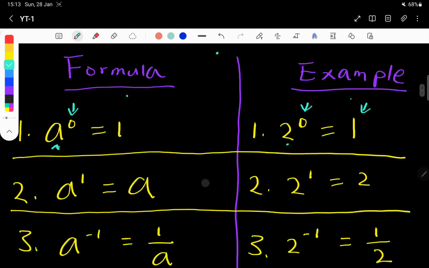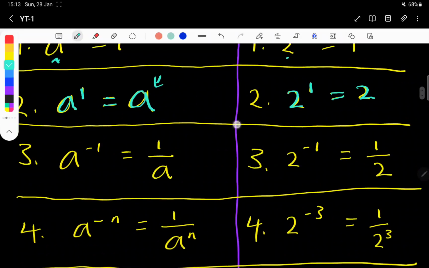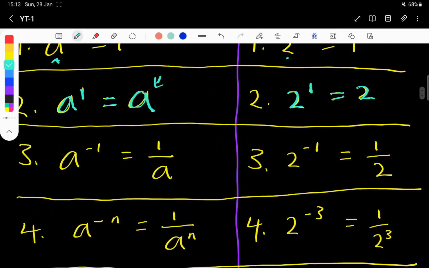The second formula. A power of 1, what do you get? You will get back A. What does it mean? It means that anything power of 1, you will get back yourself. For example, like 2 power of 1, what do you get? You get 2. Understand?